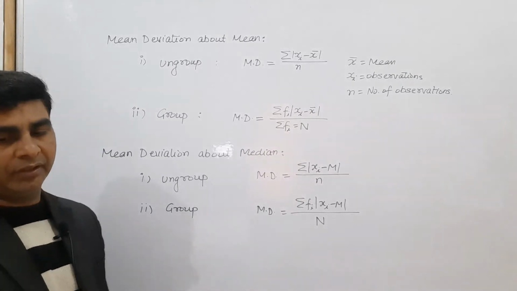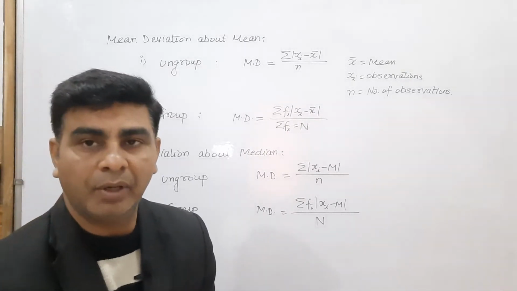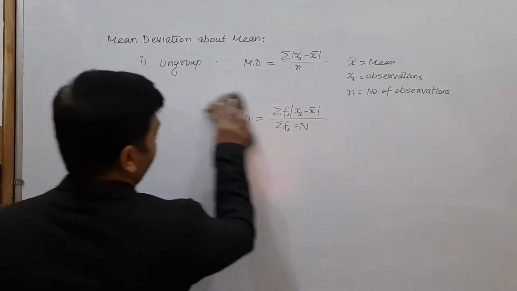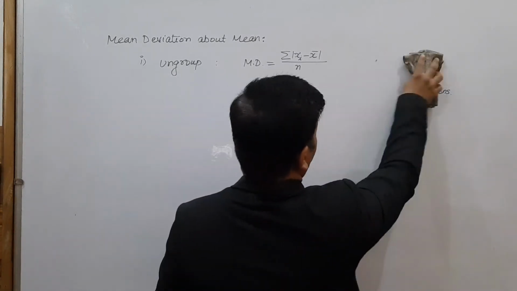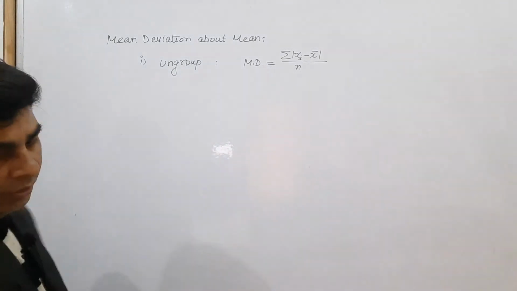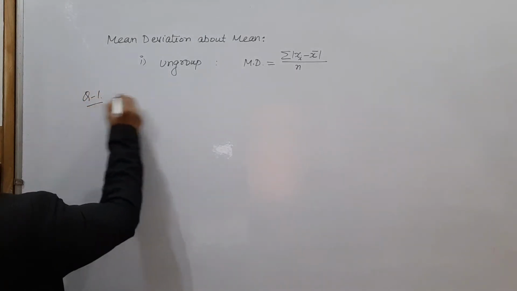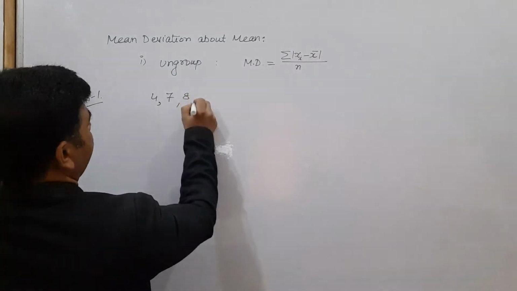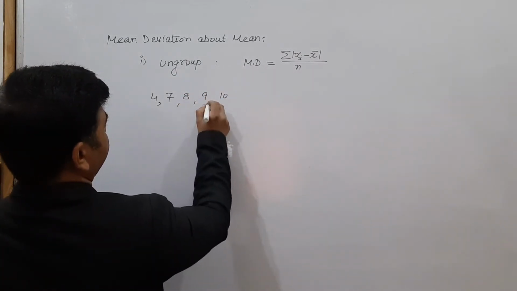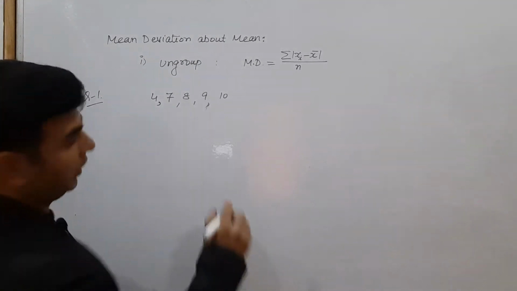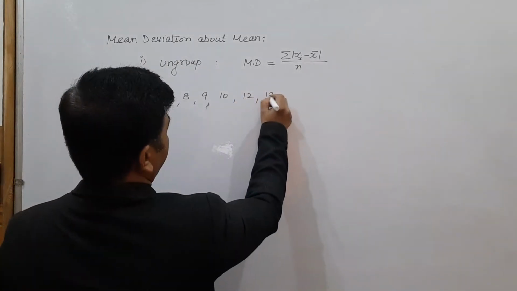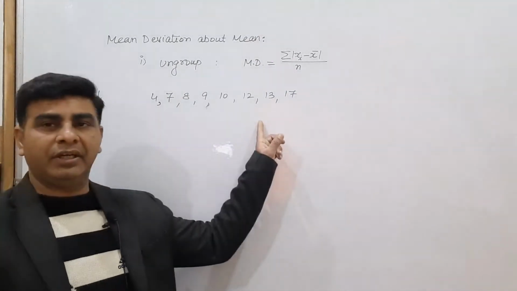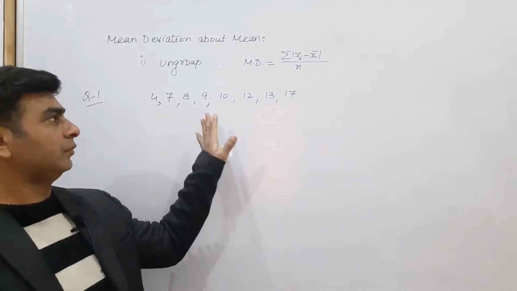Let me do question number 1, in which we need to find the mean deviation about mean. Let us see how we can find it. The formula we need to use is the same. Question number 1: the observations are 4, 7, 8, 9, 10, 12, 13 and 17. These are the observations, and we need to find the mean deviation of this data about mean.